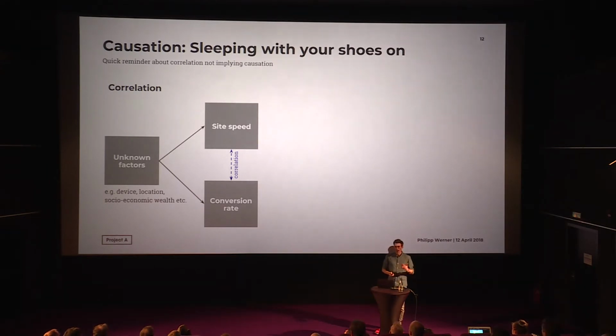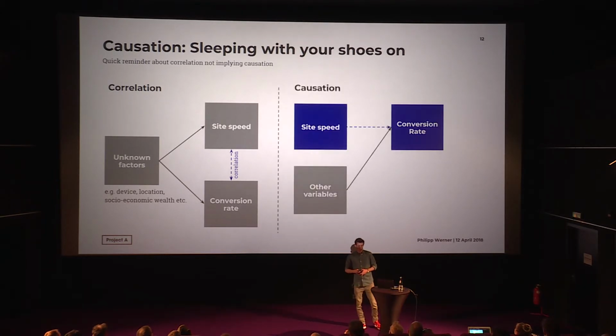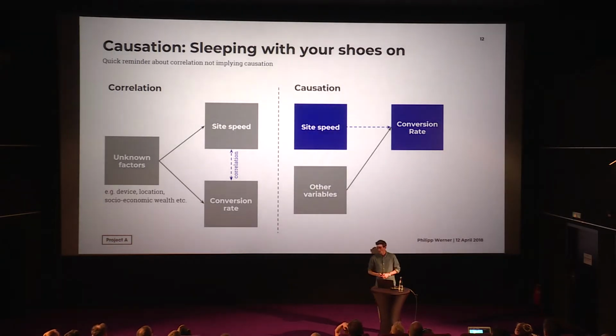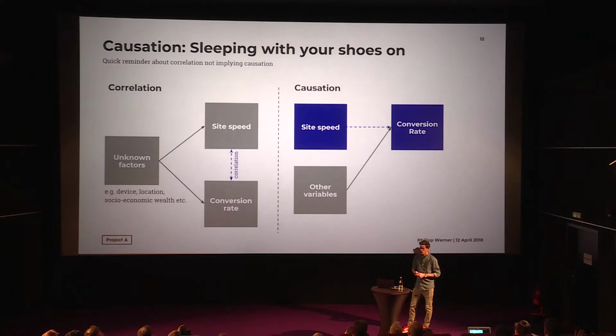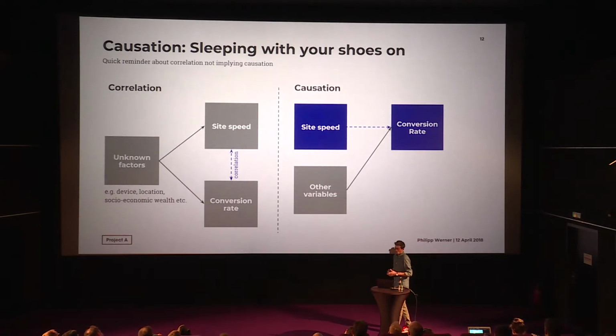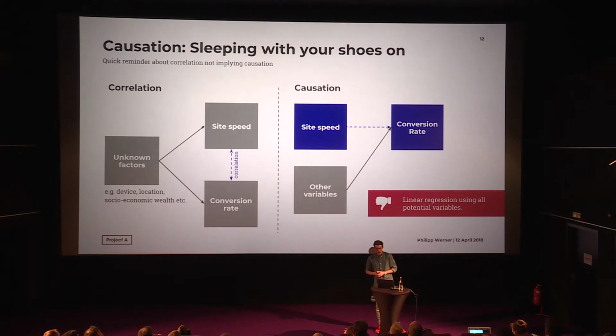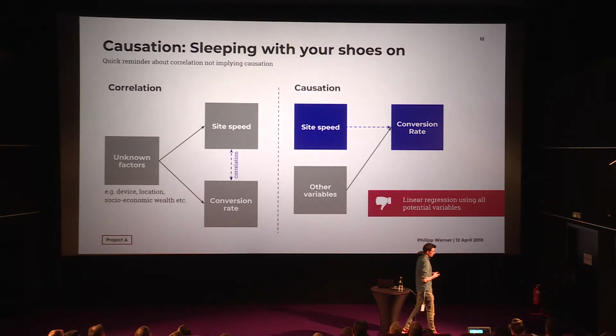So what we actually need in order to make this assumption that a 1 second uplift in terms of timing will make our revenue increase by 3% is causation. So basically proving that site speed has an impact on conversion rate. And you can do this by excluding other variables, or you can do this by doing a linear regression and using all the potential variables that you can come up with. But that's hard because you need to know all of these, and also it's super complicated. It's also easy to attack. If somebody else comes up with another variable, you basically need to start all over.